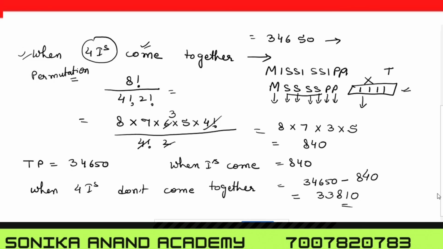Yes, ma'am. Correct. Okay. Now the question number 11. The question is: in how many ways can the letters of the word permutation be arranged? That means now we have to arrange for permutation.